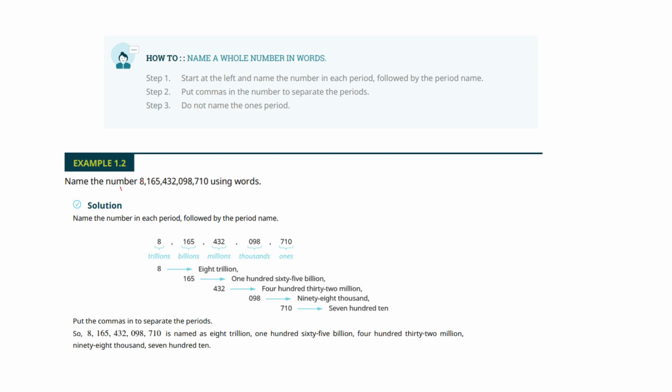So we've got 8 in the trillions. Now we're going to name this whole group, just like you would as if 165 was the only thing in the world. So that would be 165. Now tell the larger group that it's a part of, billion. Now, 432. Its larger group is the million, so 432 million. So this would be 98. Well, it's in the thousands group, so it's 98,000.